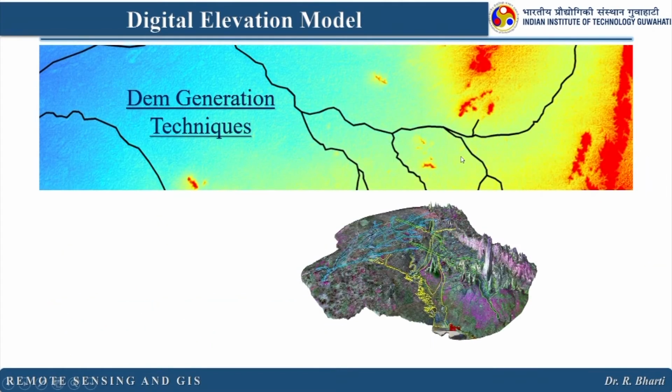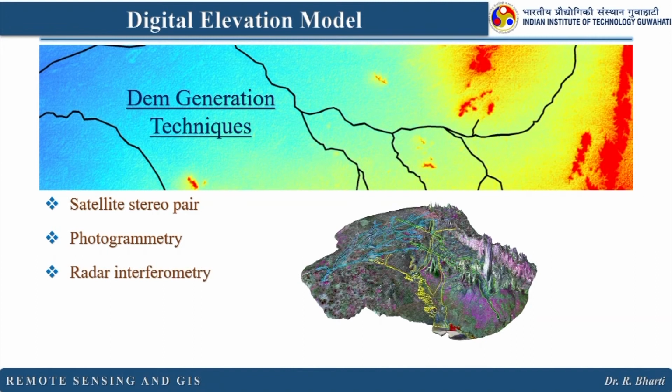Now let us see what are the different techniques we use to generate a digital elevation model. The first one is by using satellite stereo pairs, the second one is photogrammetry, the third one is radar interferometry, the fourth one is laser altimetry, and the last one is contour lines. Once you have contour lines, that means the contours have the height information. Then you can use different interpolation techniques, or maybe you can use the TIN, and you can generate your digital elevation model, which I have explained in the GIS lectures.